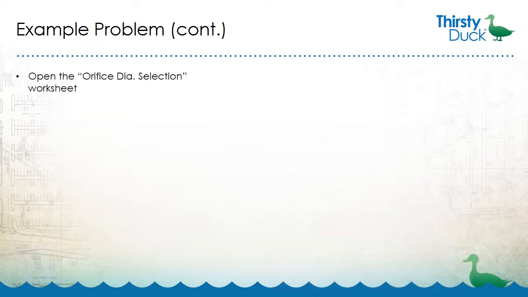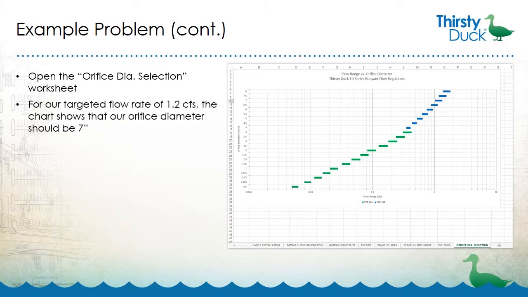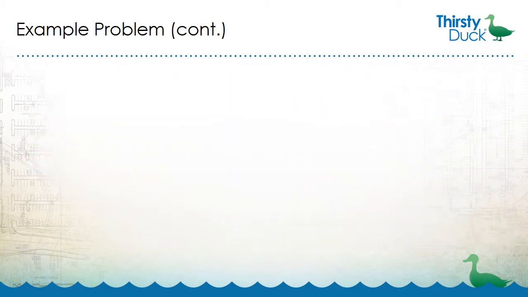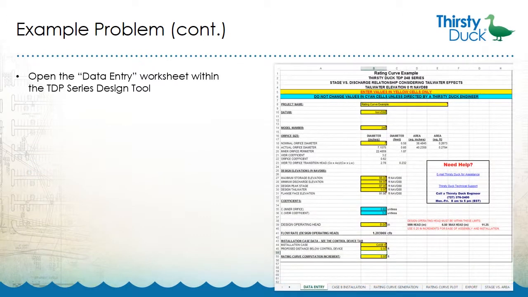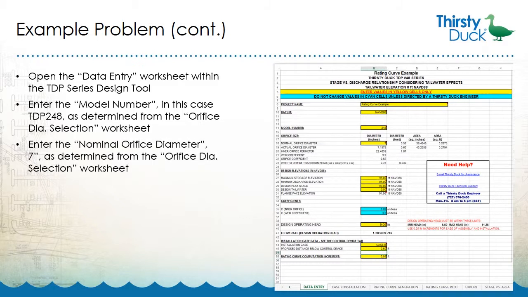Open the Orifice Diameter Selection worksheet. Use the chart to find the orifice diameter, which produces the allowable discharge rate of 1.2 CFS. The chart indicates model TDP 248 with a 7-inch diameter orifice should be used. Reopen the data entry worksheet and enter the model number TDP 248, and then enter the nominal orifice diameter 7 inches.